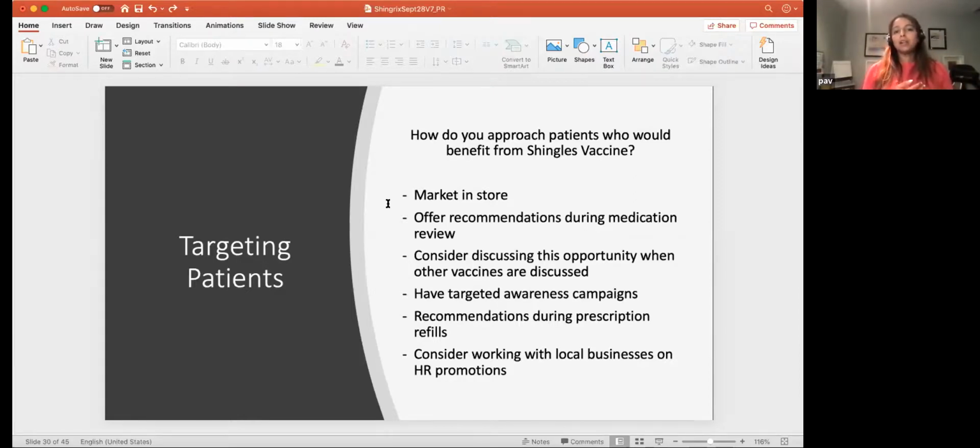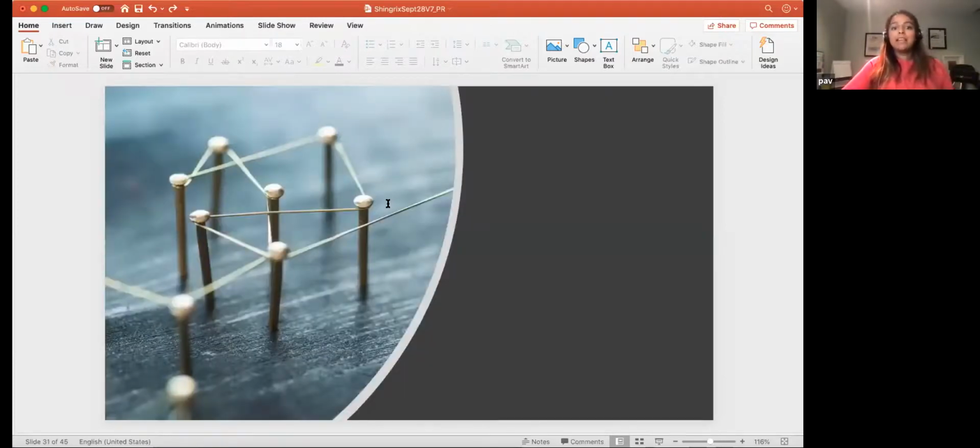And a lot of us feel that patients who may not have coverage, or for whom it's out of pocket, won't want to consider it. That's not necessarily the case. Just having the awareness that this is out there, you'd be surprised how many patients are open to hearing about it.